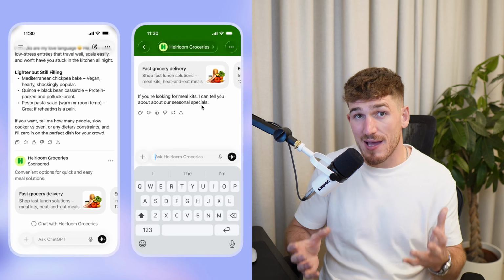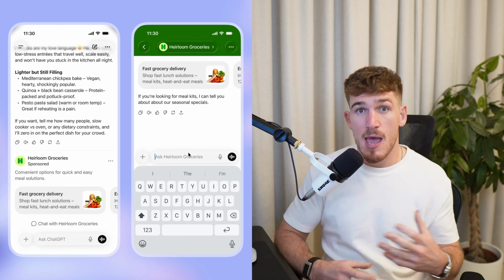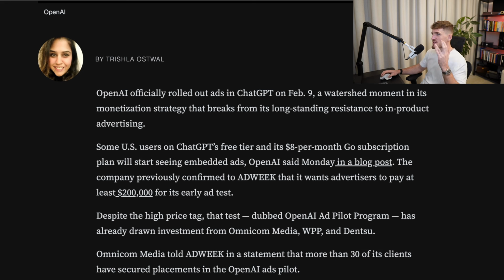And naturally, this is getting a lot of brands and marketers excited because they want to tap into this massive opportunity in the hundreds of millions of free users that are on ChatGPT and are potentially going to be seeing ads anytime soon. As of right now, there's actually only two ways that you can access ChatGPT ads and start running them for yourself.